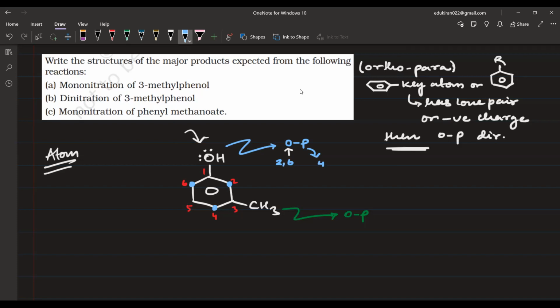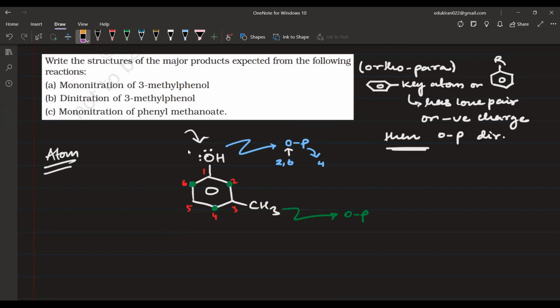Fourth position. Now tell me, for CH3, what is the ortho? For CH3, what is the ortho? Yes, correct reference. So we have ortho position at 2 and 4. And what is para for CH3? Six, very good. Yes, Hanifa, very good.